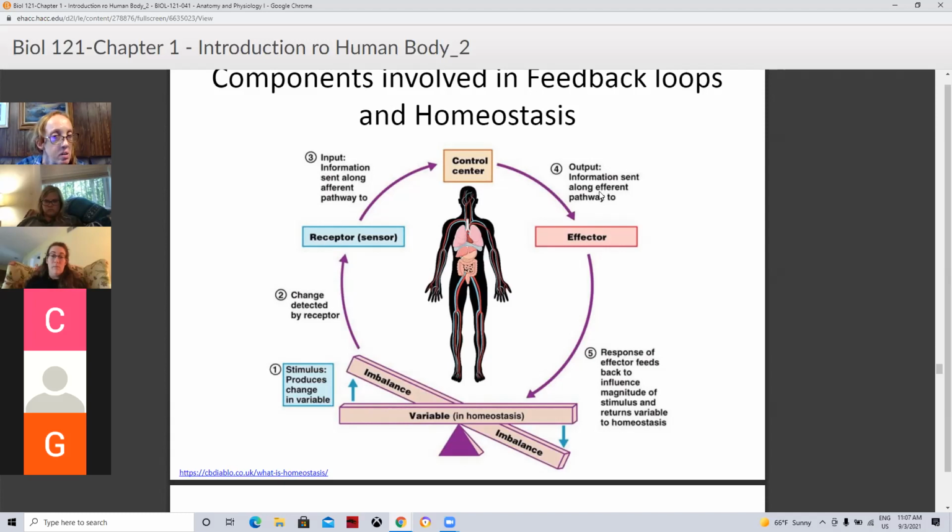That effector then does something, like the sweat glands contract to release water onto the skin to bring down the temperature.